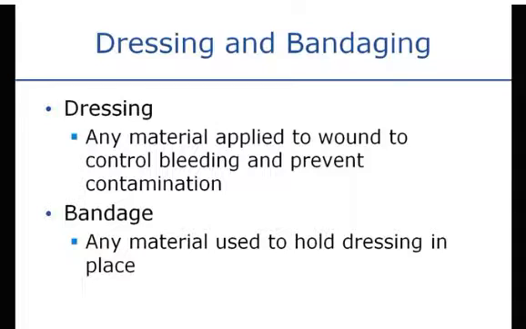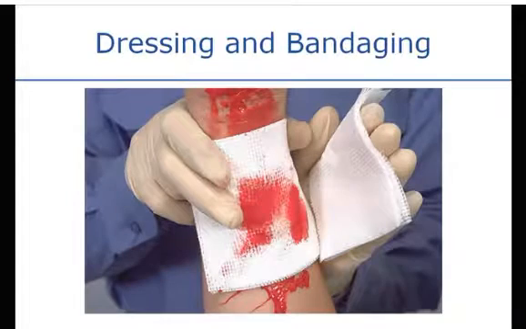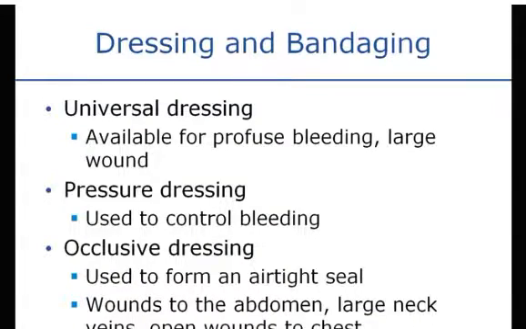So the dressing is any material that's applied to the wound to control bleeding and prevent contamination, and then a bandage, as we mentioned earlier, is any material used to hold the dressing in place. So here is a dressing, and a universal dressing is typically a 4x4, but if the wound is much larger, there are 8x10s, there's 5x9s, kind of like photographs. They're in different sizes and different thicknesses, but you're going to begin with direct fingertip pressure to control most hemorrhage. If it is a massive one, then you're going to go right to a tourniquet.